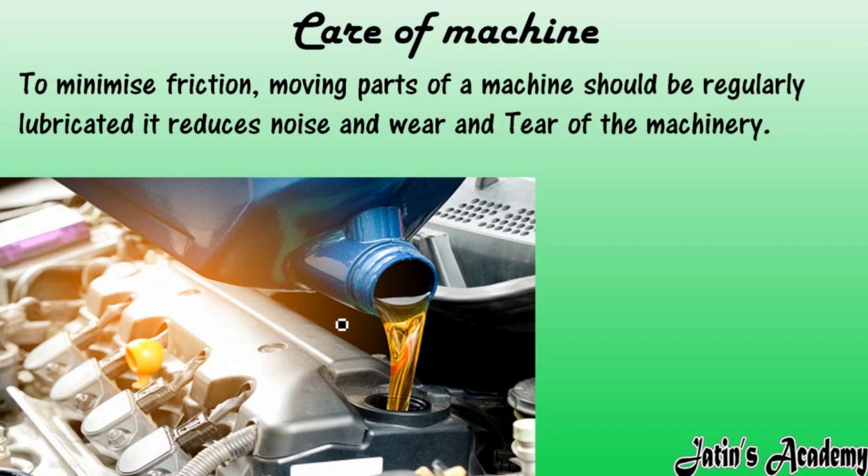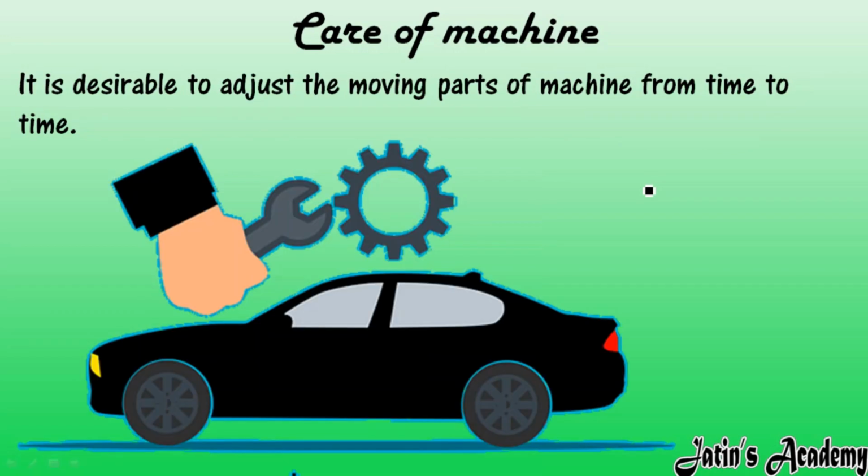Next, in order to minimize friction in the moving parts of vehicles, we give oil or lubricant to the moving parts of the machine, so it can reduce noise and wear and tear in the machinery parts. Next, it is desirable to adjust the moving parts of a machine from time to time. If you see that your bicycle or your car is not working properly, then you should take that bicycle or automobile to the care center, so that they can properly adjust the moving parts by using some formulas. So it is desirable to adjust the moving parts from time to time.